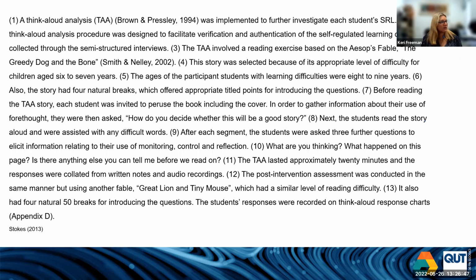This is an interesting one. This is our teacher with the intervention for the kids. Think aloud analysis.